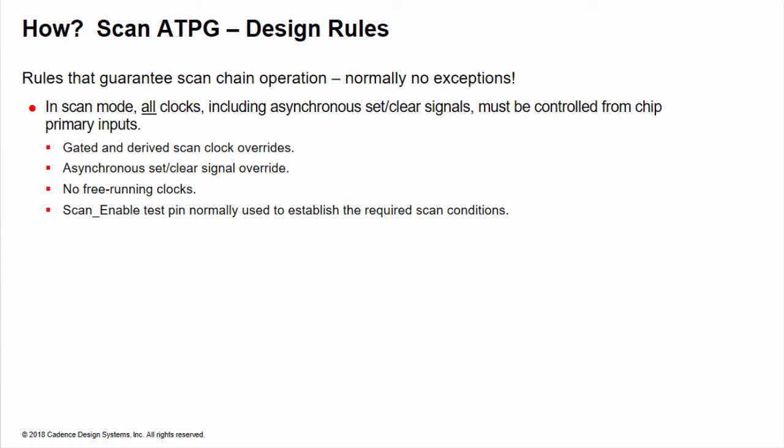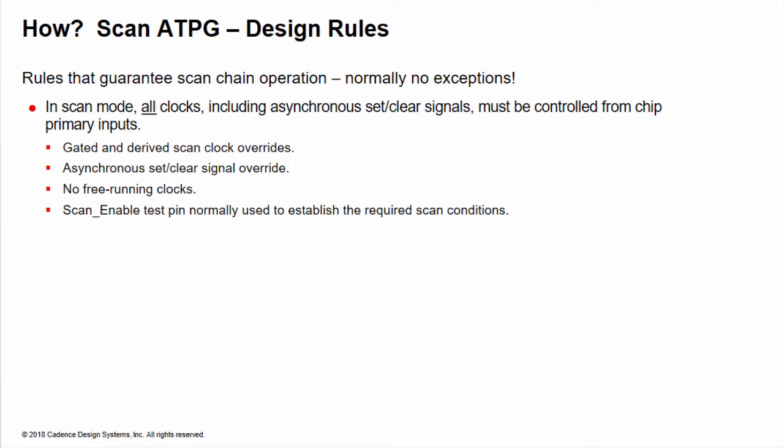There are 2 categories of design rules: those that affect the ability to test certain faults or that affect test coverage and time, and those that are required for the proper operation of the scan chains, shown here. If these rules are violated, the scan chains will not operate properly and the chip cannot be tested, so exceptions are rare. First, all test control and clock inputs must come from chip primary inputs, and all clocks used in the logic design must be controlled by chip primary input, at least during the scan mode.